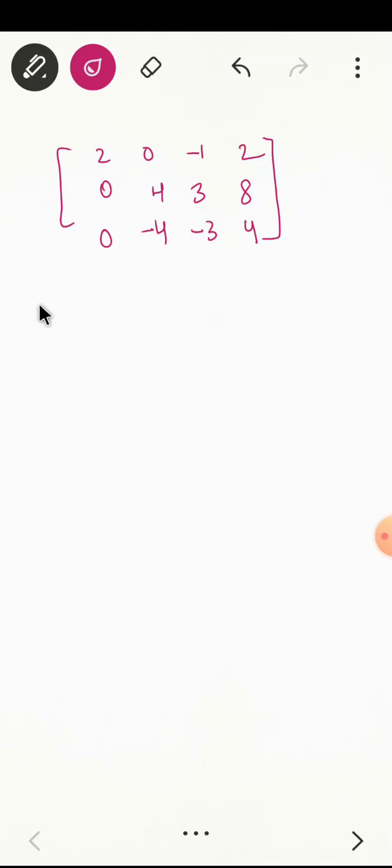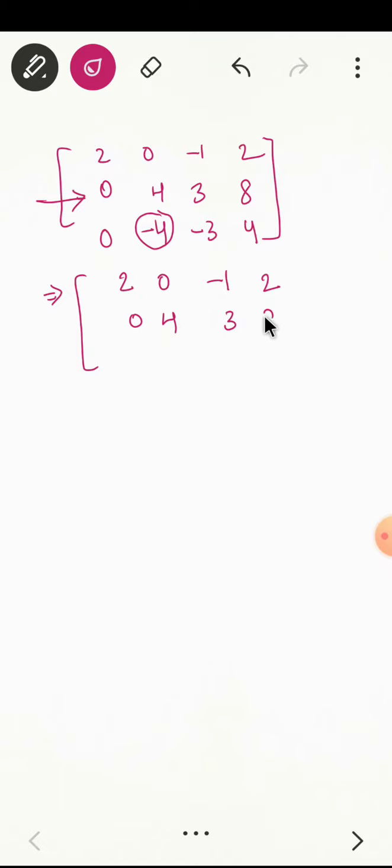Now what you have to do is, again by using row 2, you have to make this term 0. How can I make it? Very easy, no? I will just add up 2 rows. 0, 4, 3, 8. So 0, 4 minus 4 is 0, 3 minus 3 is 0, 8 plus 4 is 12. So I have added both rows. Then what am I going to get?